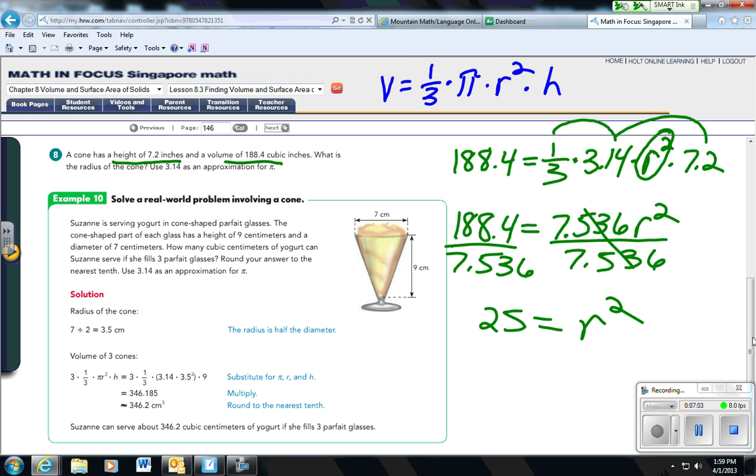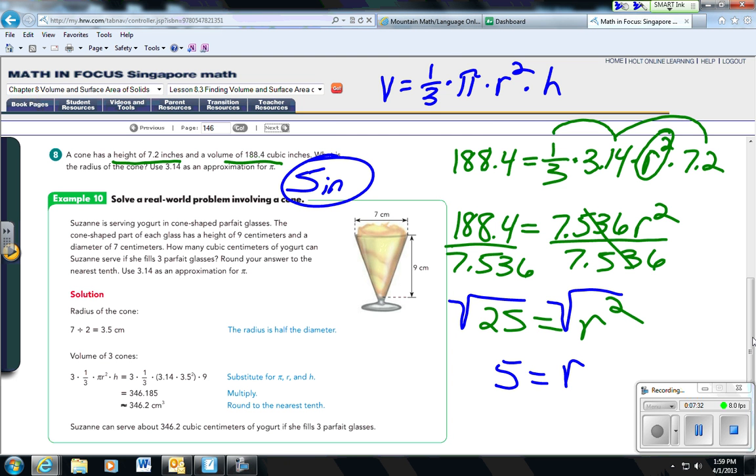Now we're not done. We don't want to know what r squared is. We want to know what r is. So r is being squared. What's the opposite of being squared? Right, the opposite of being squared is the square root. So we draw the radical sign around both sides. The square root of 25 is 5, and the square root of r squared is r. So we found that the radius is 5 inches, and it's not inches squared or inches cubed. We're not finding volume or area. We just found the length of the radius to be 5 inches.